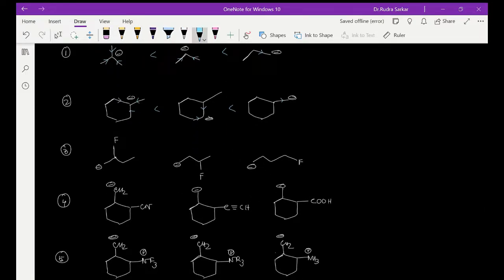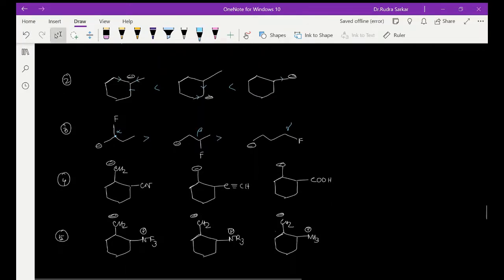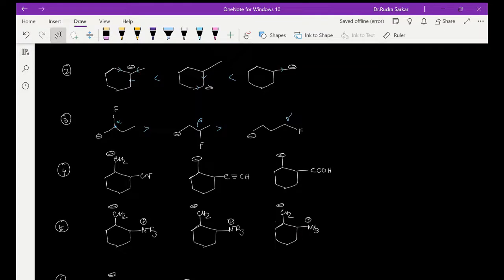Now when fluorine lies in the alpha position, it will exert more electron withdrawing power than from the beta position or from the gamma carbon. So obviously the first one is going to be more stable, then the second, and then the last.